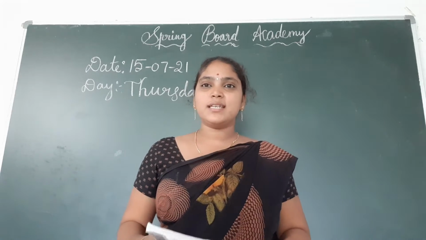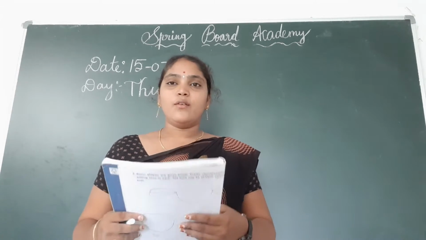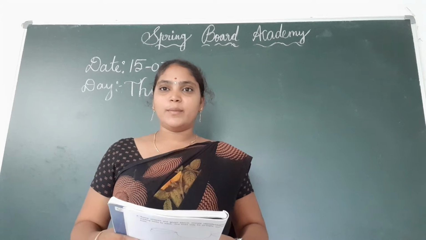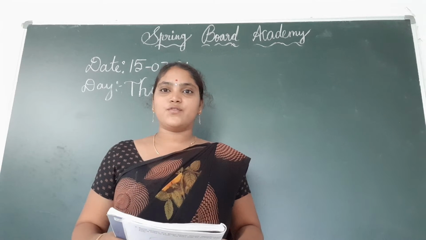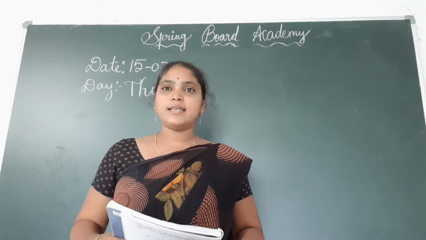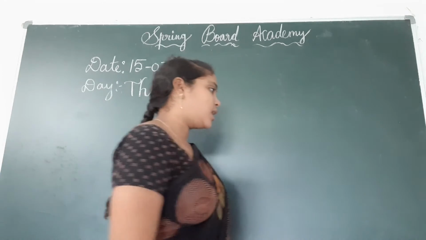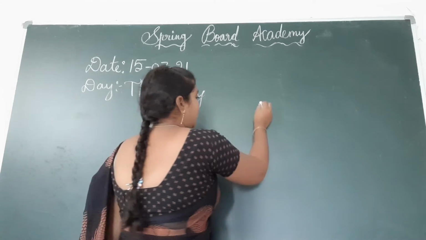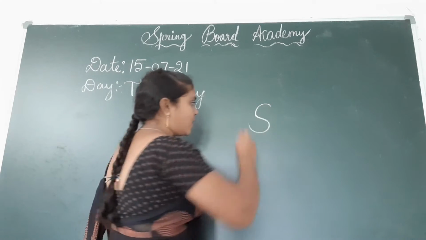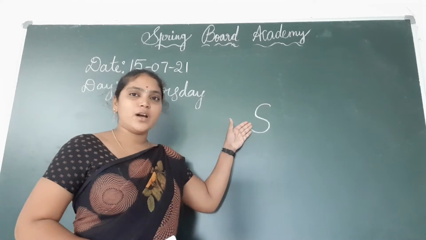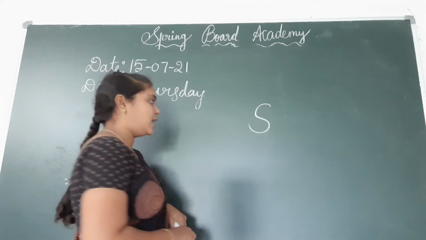So in the previous session we discussed which letters are formed by straight lines, which by curved lines, and which by both straight and curved lines. Now we'll revise yesterday's topic, children. Can anyone tell me, is S formed by a straight line or a curved line? Yes children, S is formed by only a curved line.